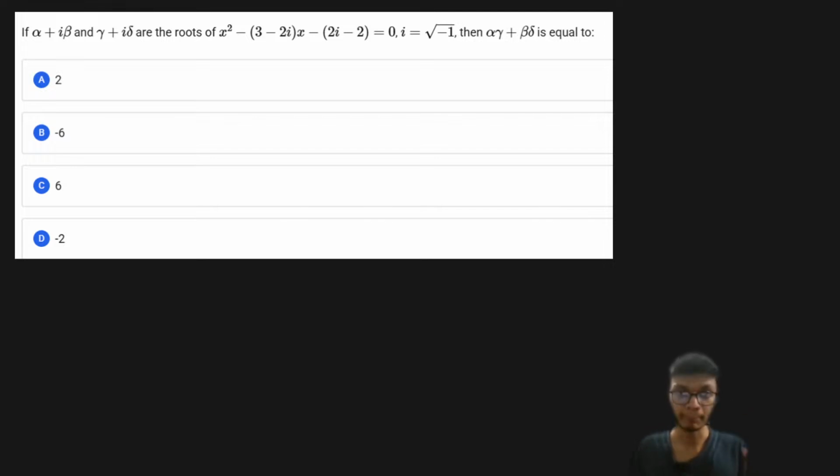You can solve it by having some idea of fundamentals about the theory of equations, right? As you can see, there is a quadratic equation with the coefficients given as complex numbers, right? And since the coefficients are complex numbers, the roots will also be complex roots, right?